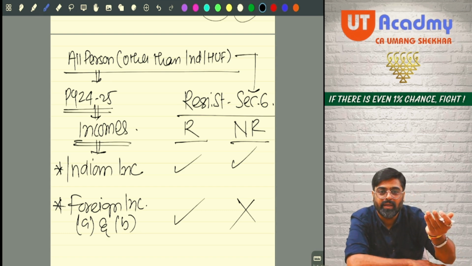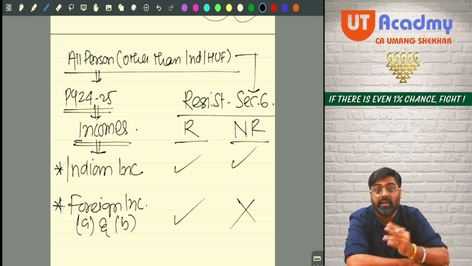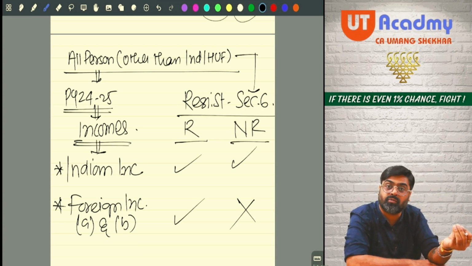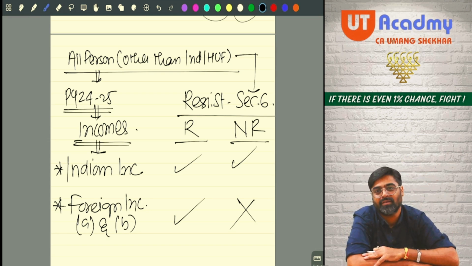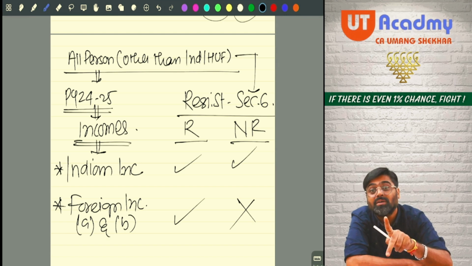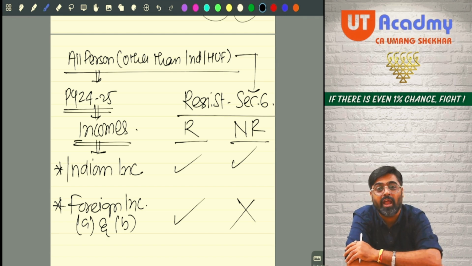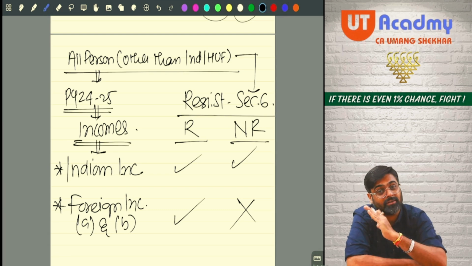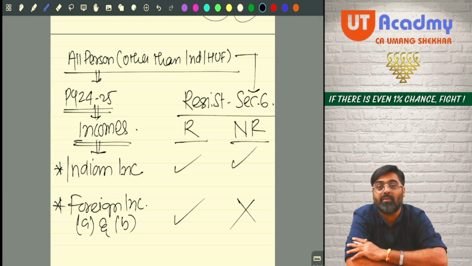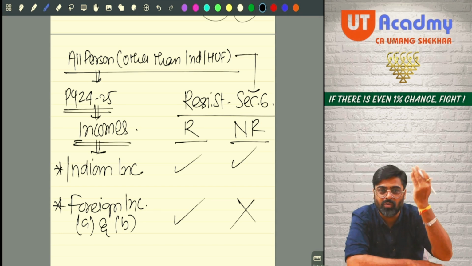Now this scope is nothing but the incidence of tax. Liability of tax, that means which incomes are liable to be included in the computation of total income so that it could be taxed in your hands. We call it scope of total income. This depends on two things. One, your residential status, and two, the nature of that income. Place and time of accrual or receipt of that income will decide whether that income is an Indian income or a foreign income. That we will learn, how to identify an income.